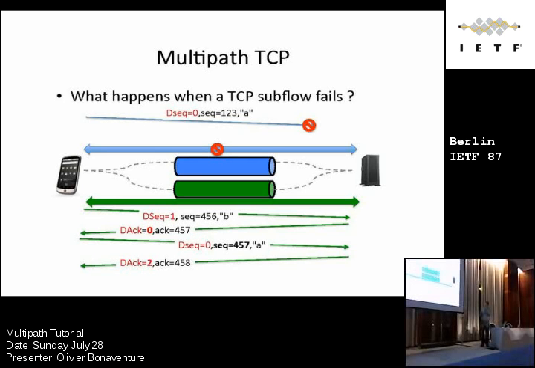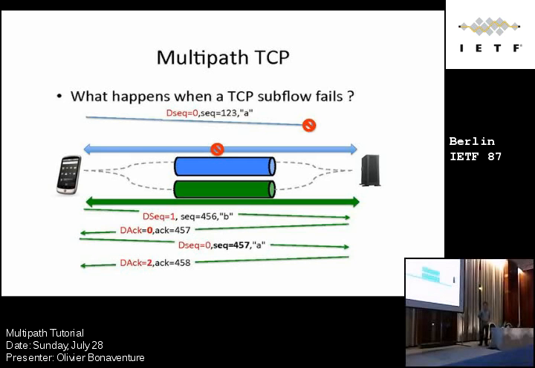So it will be retransmitted over the green subflow by using the same data sequence number, because the data sequence number is the position of the data inside the byte stream. This doesn't change. And then I will use the next available TCP sequence number over the green subflow, and this is sequence number 457. The data is received correctly at the receiver.